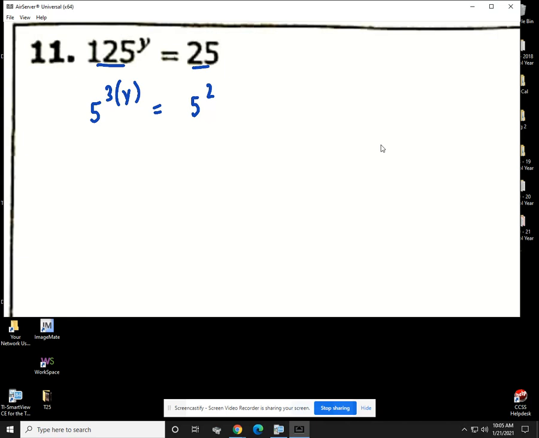So on the left side, now that we've got the bases the same, drop them off. What are we left with on that left side? 3y. What are we left with on the right side? This is a pretty easy problem now, isn't it? So we divide by 3, so y will equal 2/3. And that's done.